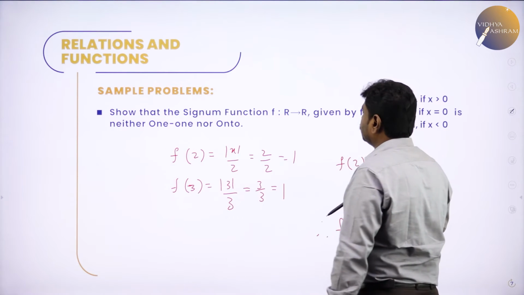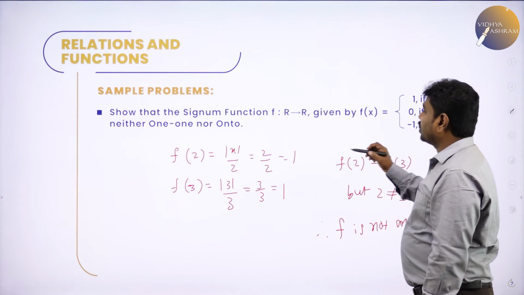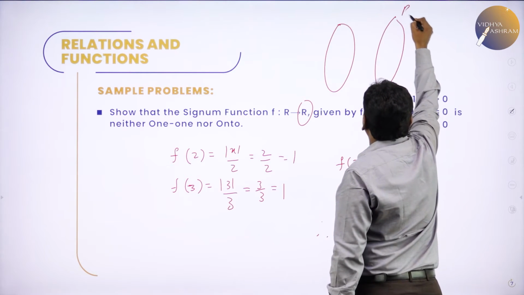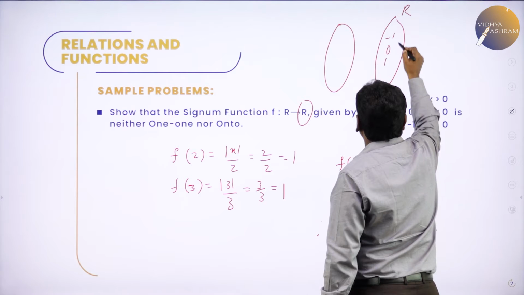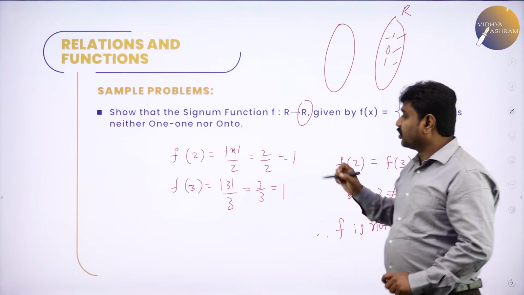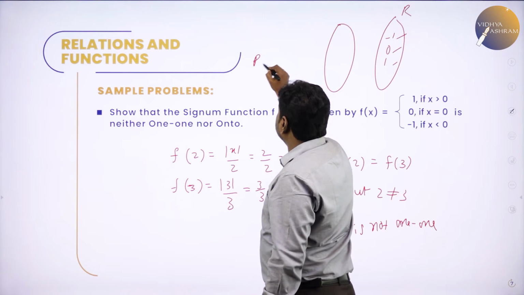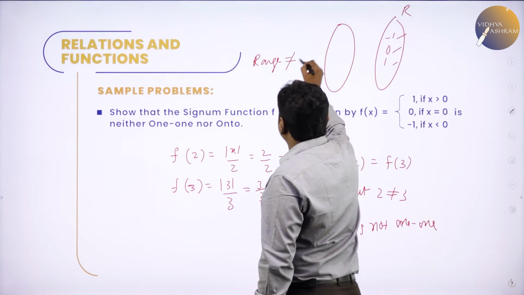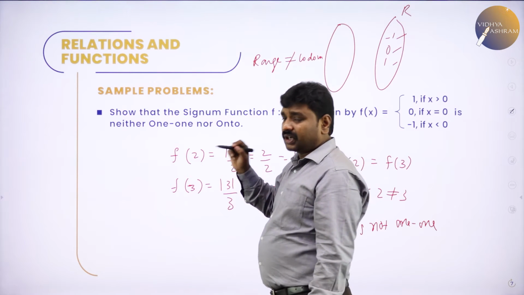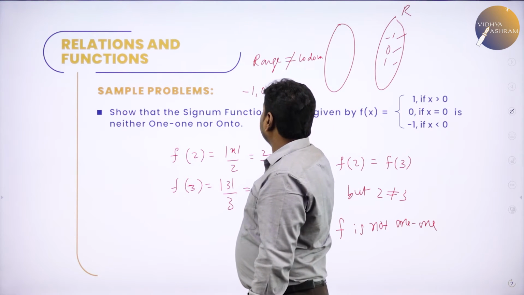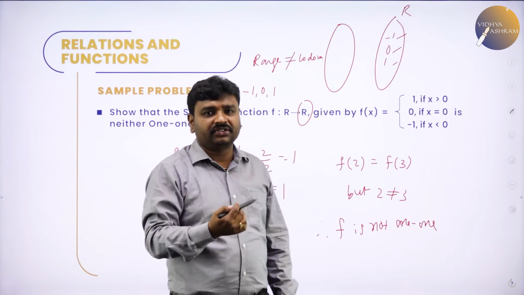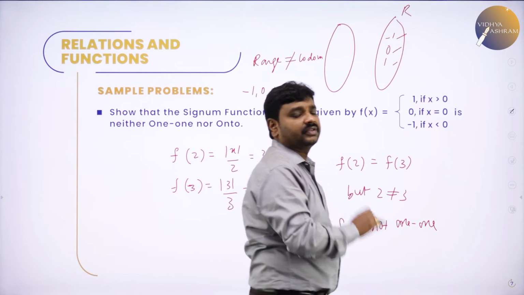Then not onto. Not onto is simple. Here codomain is all real numbers. So codomain all real numbers. But here only these three act as images. Remaining elements are not acting as images. So here we will say range not equal to codomain, and other numbers other than -1, 0, 1, all other real numbers will not have pre-image. Therefore, it is not onto if you write enough.